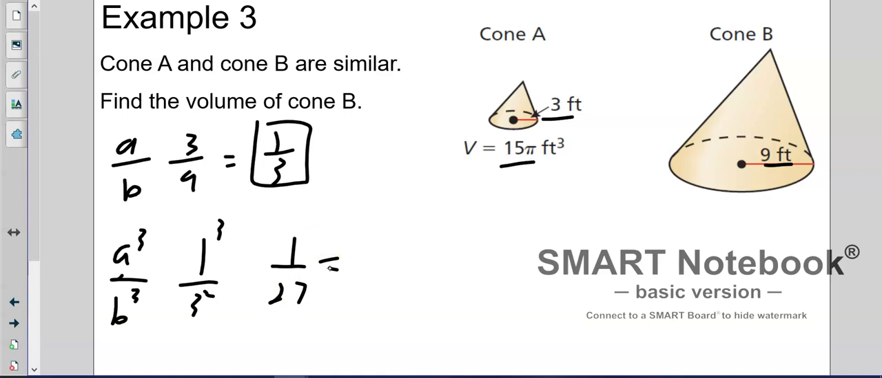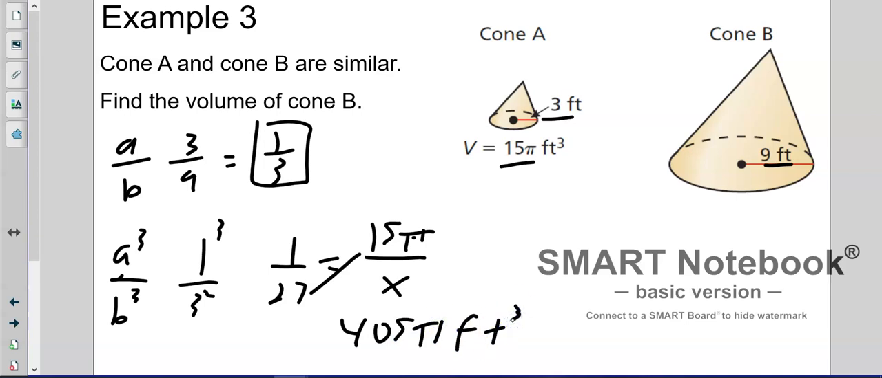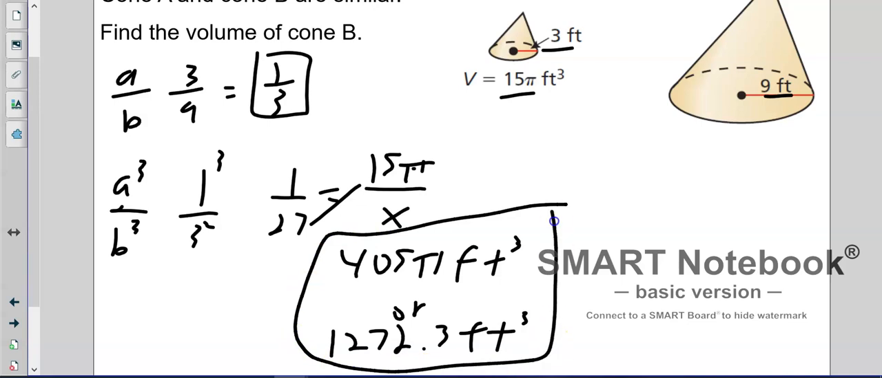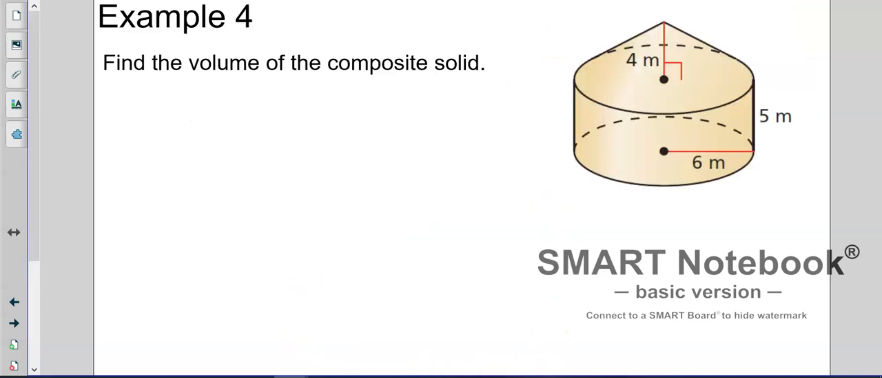Now, what is the volume of A? 15 pi. What's the volume of B? We don't know. So now we're just going to cross multiply and divide. Divide by 1 is really nothing. So 27 times 15 is 405 pi feet cubed. And again, if you want to, 405 times pi itself is 1272.3 feet cubed. Again, one in terms of pi, one not.